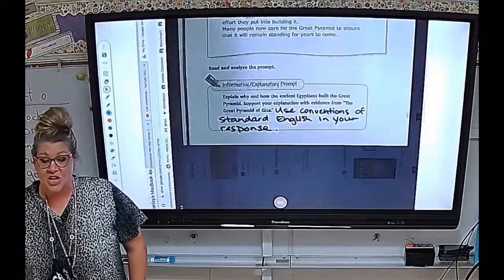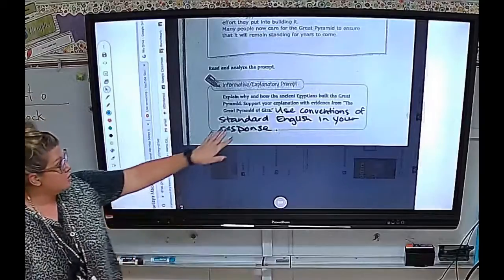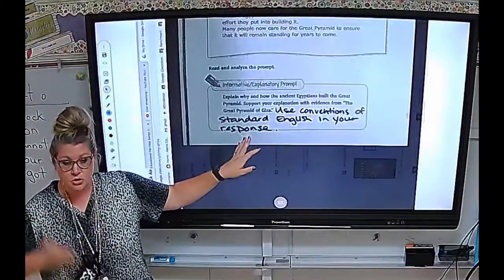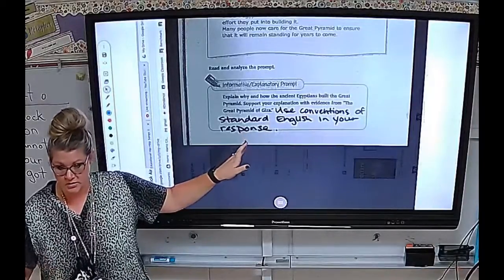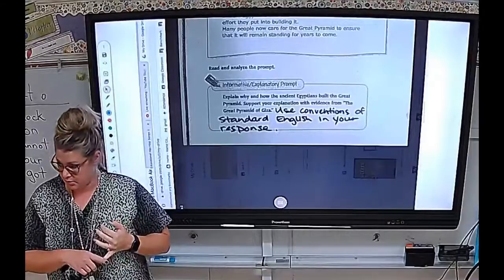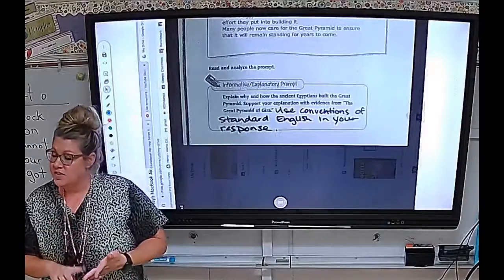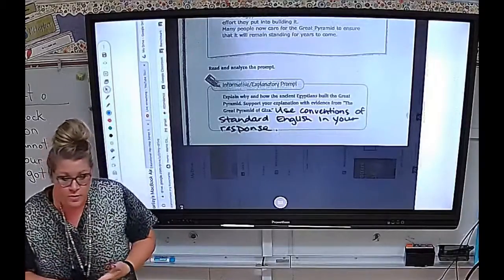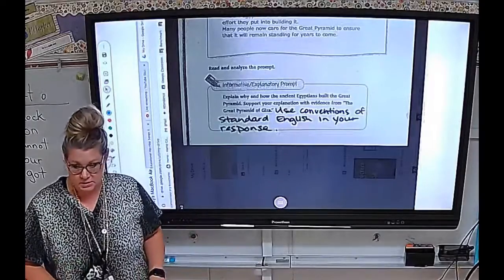Now, in pretty much every essay prompt that you see, the last sentence is going to say, use conventions of standard written English in your response. That means you have to write in English. You have to use complete sentences. You have to capitalize. You have to use punctuation. You have to indent your paragraphs, okay? That's what that last sentence means.